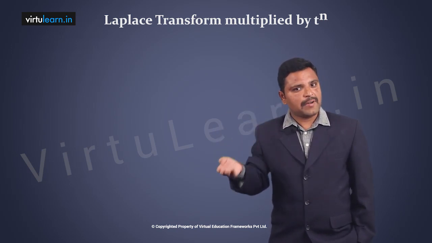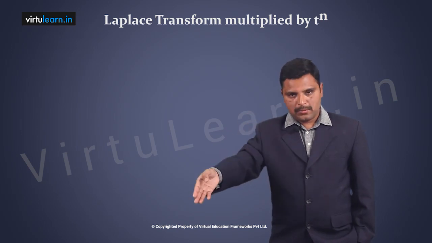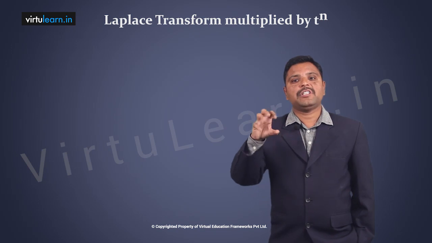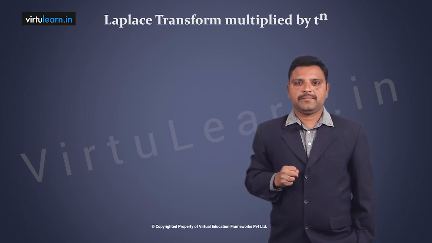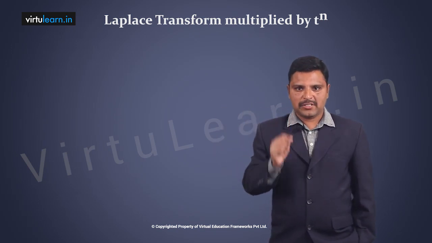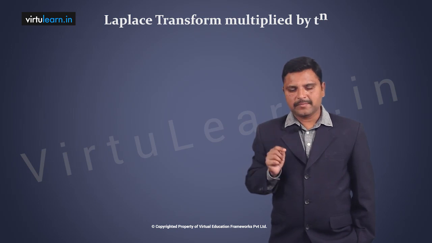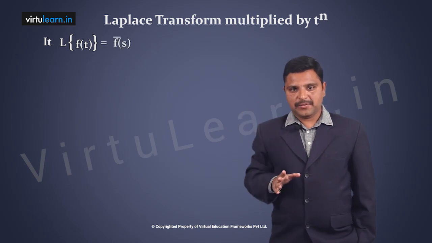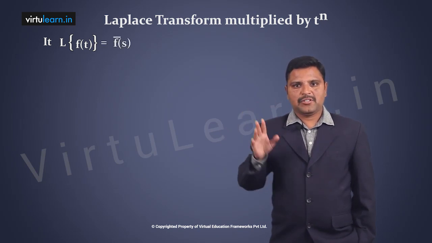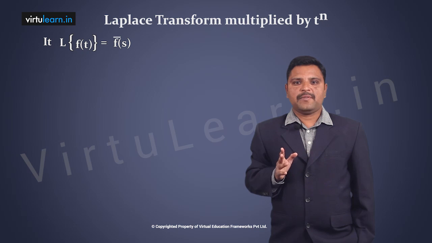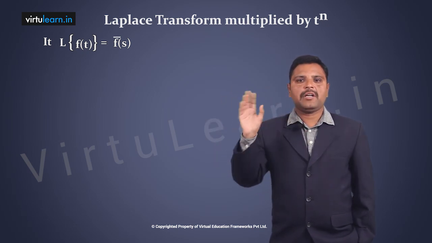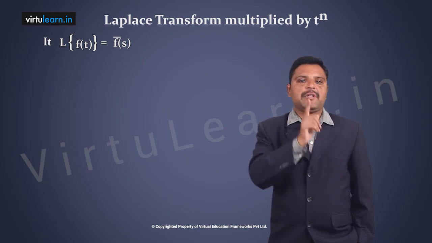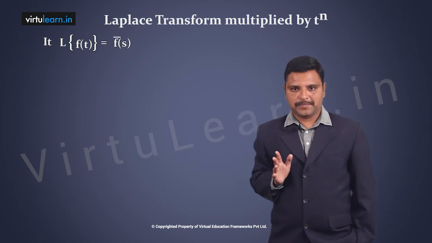Meaning t into f of t, t square into f of t, or t power n into f of t. If you have this type of model, then what is the answer? This is the statement of this technique. Laplace transform of f of t equal to f bar of s. This is a known quantity. Every time you have to calculate like this: f bar of s is nothing but the Laplace transform of f of t.